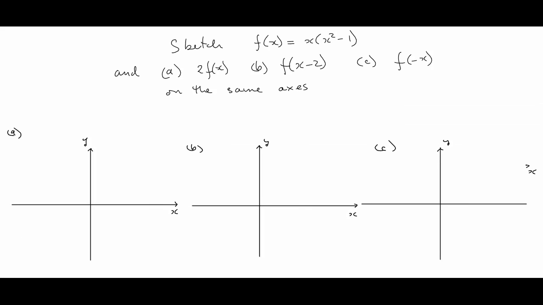So we want to sketch the curve f of x equals x(x squared minus 1) 3 times, and for each time we want to sketch these 3 curves on each separate axis, on each of the 3 axes. Now, what is the curve x(x squared minus 1)?